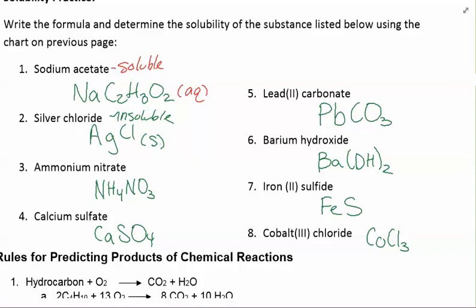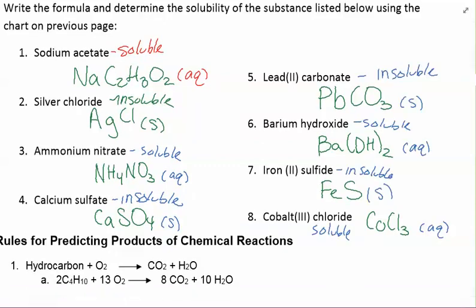Ammonium nitrate is going to be soluble, meaning it's aqueous. Calcium sulfate. So calcium sulfate is insoluble, meaning it forms a solid in the solution. Try the remaining few on your own.